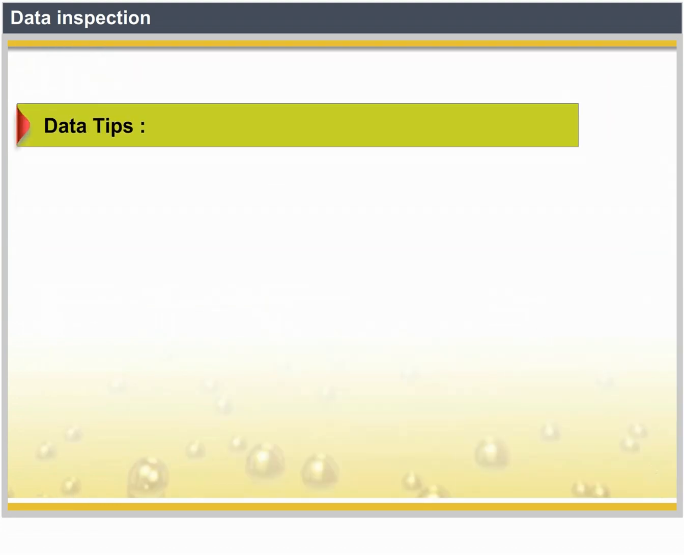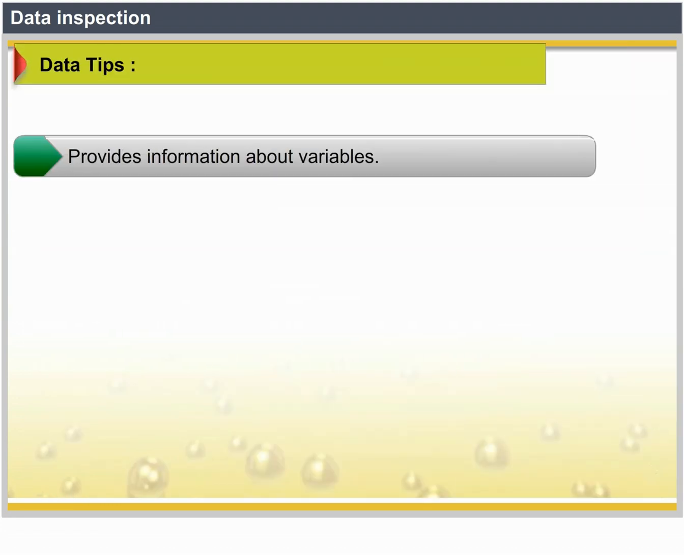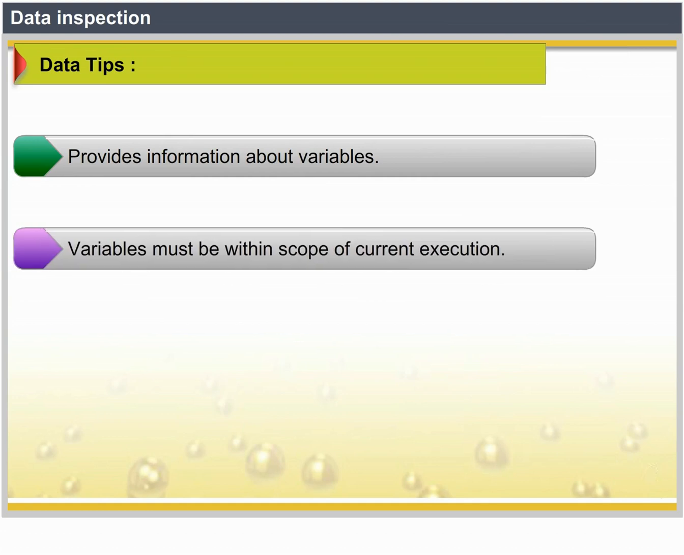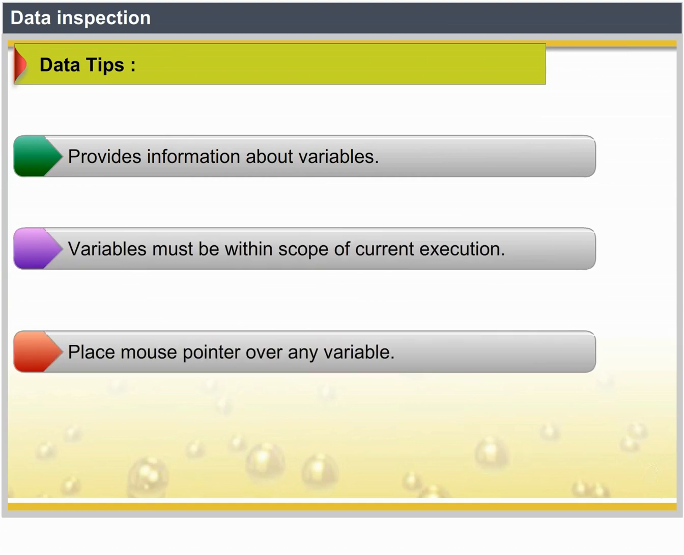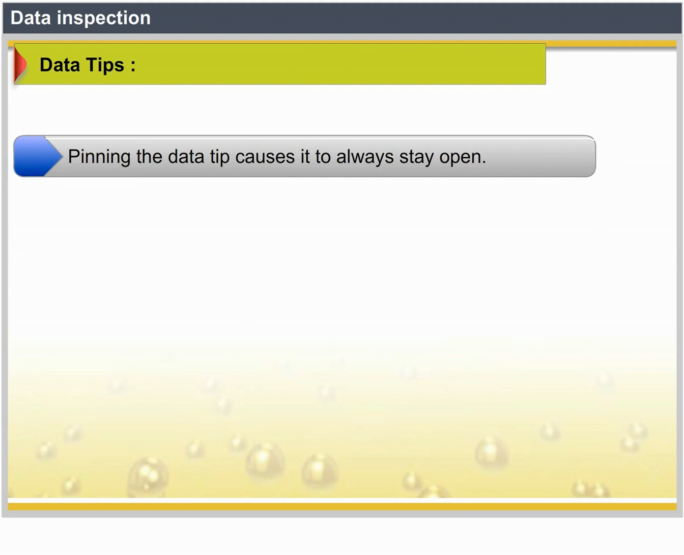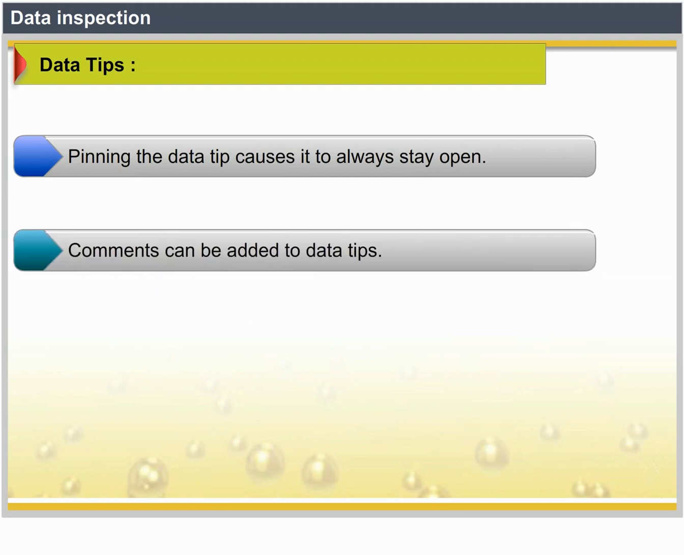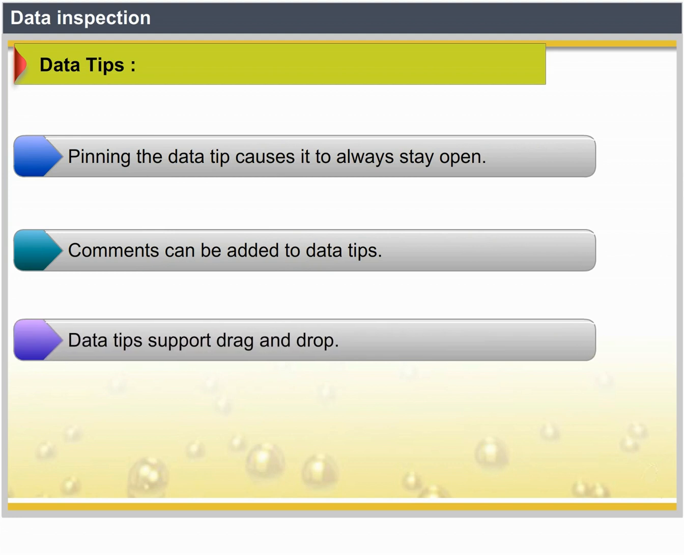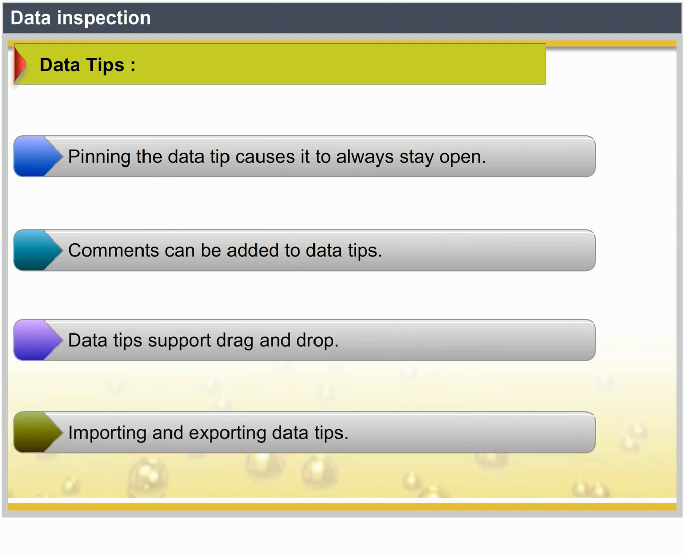Data tips. Provides information about variables. Variables must be within scope of current execution. Place mouse pointer over any variable. Variables can be expanded by using the plus sign. Pinning the data tip causes it to always stay open. Comments can be added to data tips. Data tips support drag and drop, importing and exporting data tips.